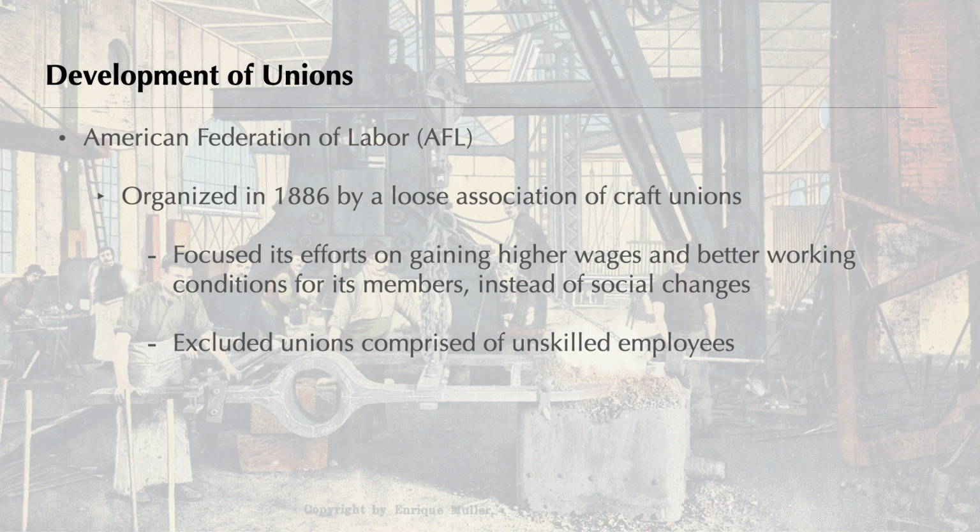The modern period of the U.S. labor movement began in 1886, when a loose association of craft unions organized as the American Federation of Labor, or AFL. Samuel Gompers, the first AFL president, felt that unions should focus their efforts on gaining higher wages and better working conditions, rather than striving for social changes such as the cooperatives supported by the Knights. The AFL mainly included unions of skilled workers, excluding unions of unskilled workers. In 1914, the AFL had more than 2 million members. By 1920, its membership had doubled.